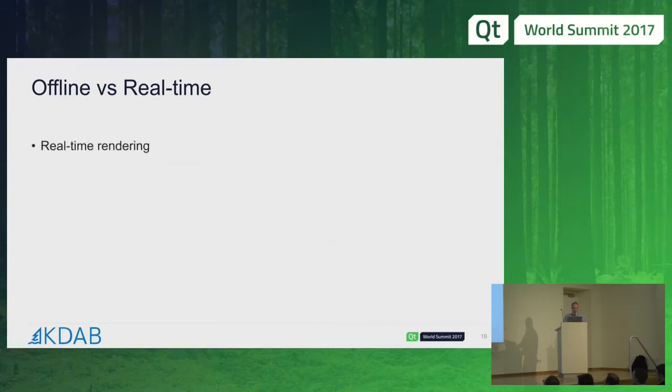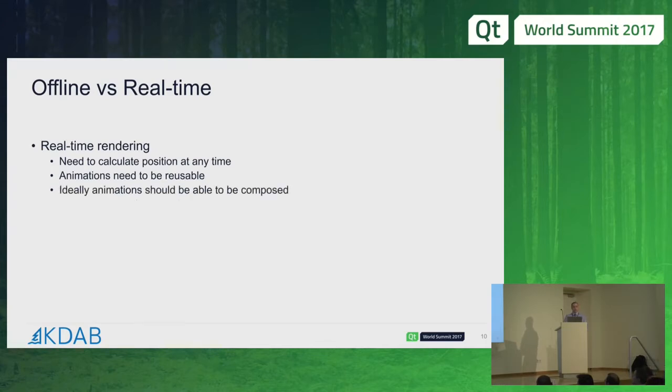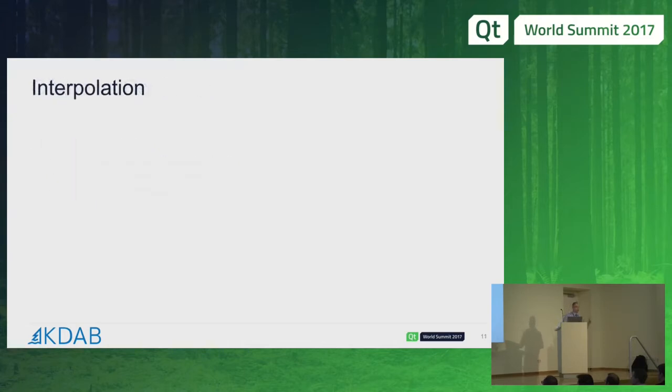Now, contrasting that to real-time animation, we need to be able to calculate the position or any other property at any point in time, not just on the frame boundaries. Because our frame boundaries may not correspond to the frame boundaries that the animator came up with when they were authoring the clip in the first place. Our animations ideally should also be reusable, so we can reuse them in multiple situations. And even better, they should be composable, so that we can join them together, we can blend them, we can play them back to back, we can interpolate from one to the other to transition. So we want to break down our animations into small, reusable clips that we can combine any way we wish.